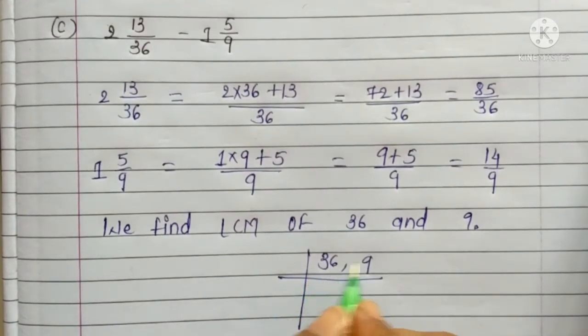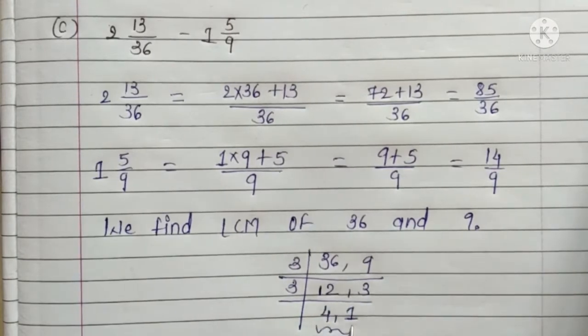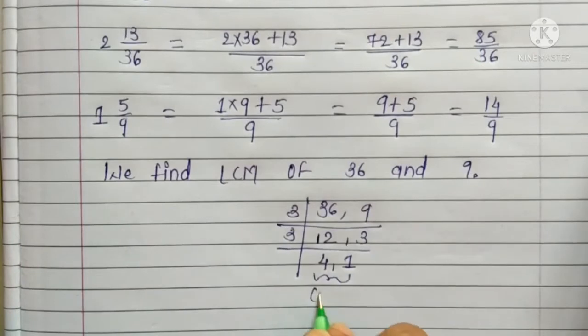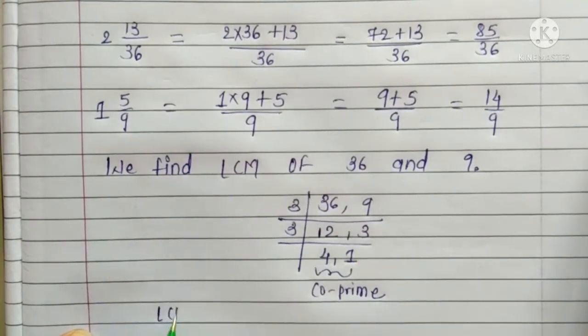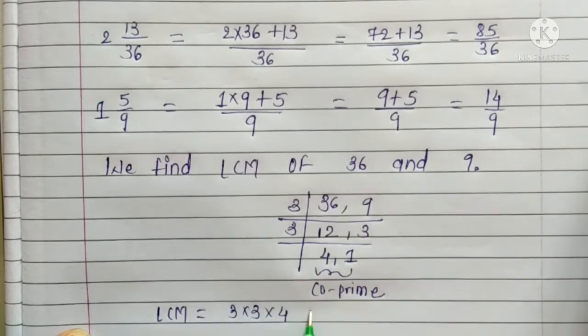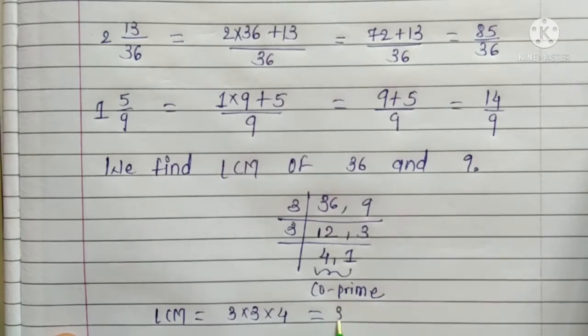Here we divide both numbers by 3. We get quotients 12 and 3. Again we divide it by 3. We get quotients 4 and 1. These are co-prime numbers. So LCM is equal to 3 multiplied by 3 multiplied by 4. 3 threes are 9, 9 fours are 36.